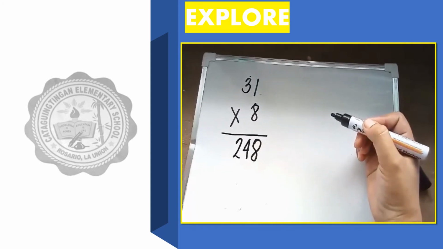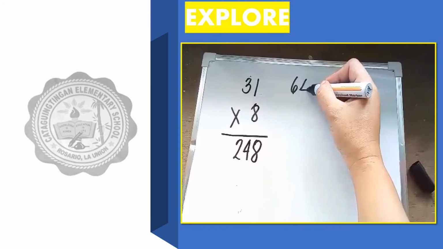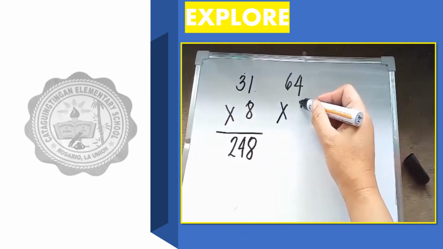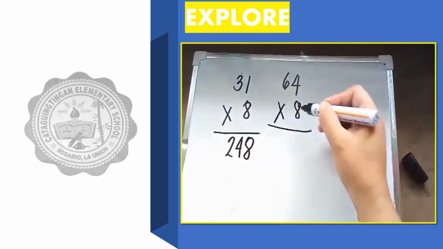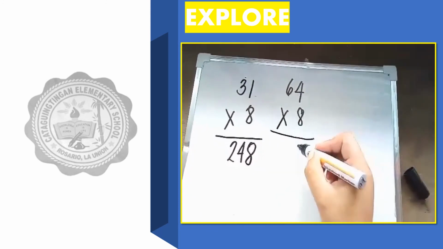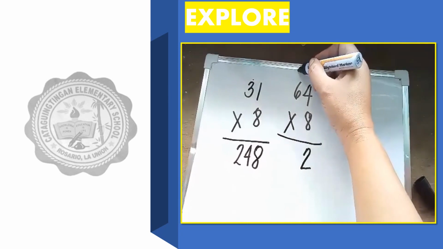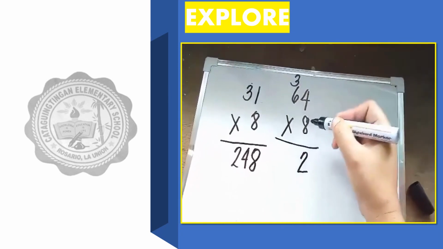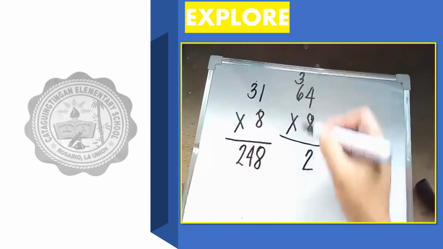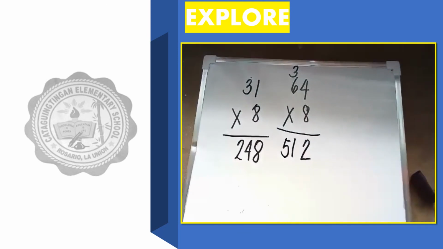Another example. Okay, another is 64 times 8. 8 times 4 is 32. So, muna natin isusulat yung 2. Then, ilalagay po natin doon yung 3. 8 times 6 is 48 plus 3 is 51. Naintindihan po?